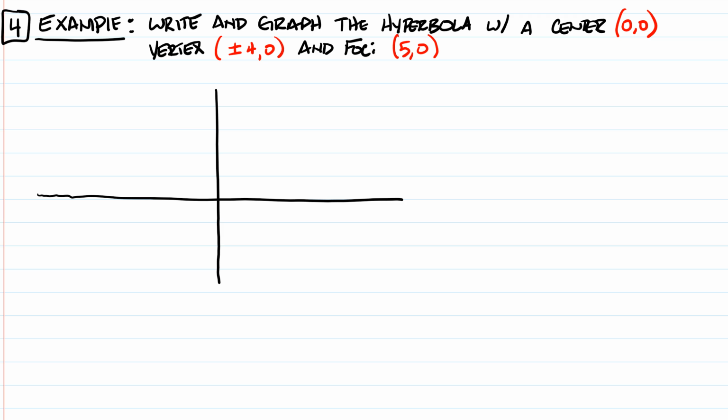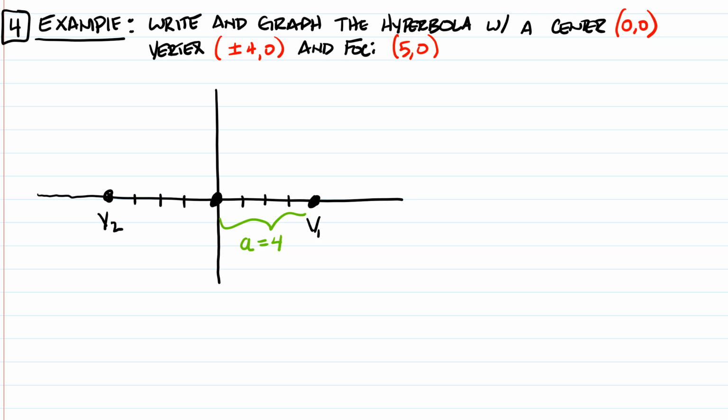The center's at 0, 0. Okay, no problem. There's my center. A vertex is at plus or minus 4. So 1, 2, 3, 4. So that's going to be vertex number 1. Doesn't matter if you call it 1 or 2. And then 1, 2, 3, 4. That's vertex number 2. So automatically I know center to vertex, this is going to be a value of a, and my a is going to be 4 units.